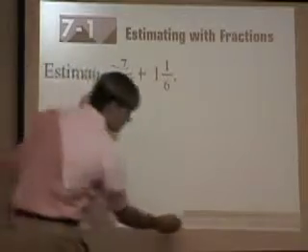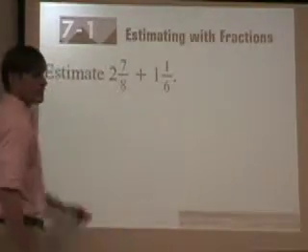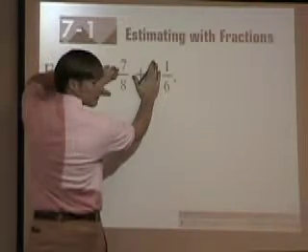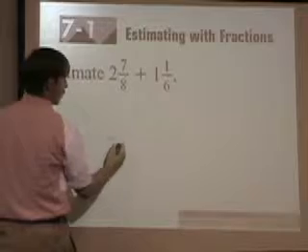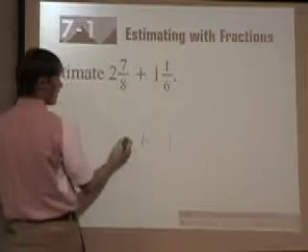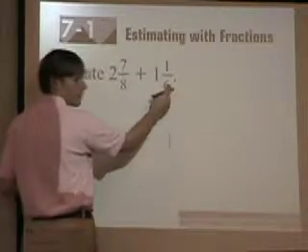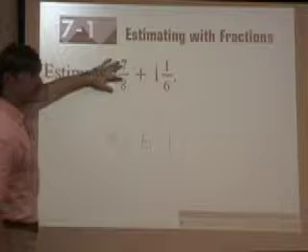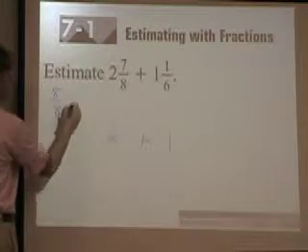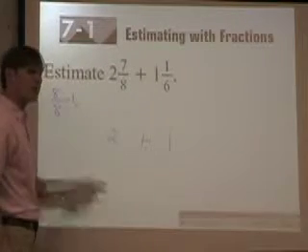Now here we got 2 7/8 plus 1 1/6. What we're rounding is just the fraction part. So we know we've got 2 plus 1, and we have to find out whether the fraction is 0, 1/2, or 1. Now 7/8, what is 8/8? 1. So 7/8 is real close to 1.